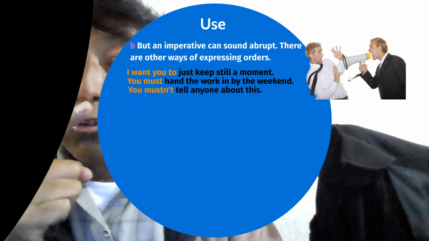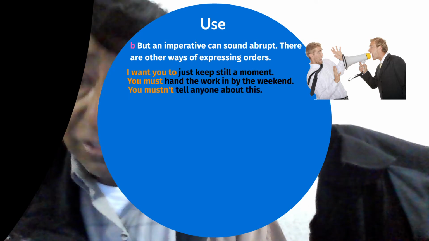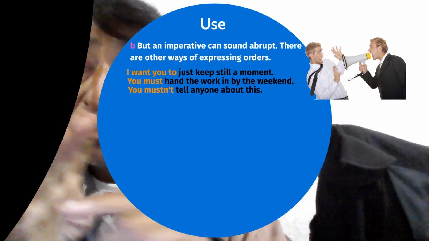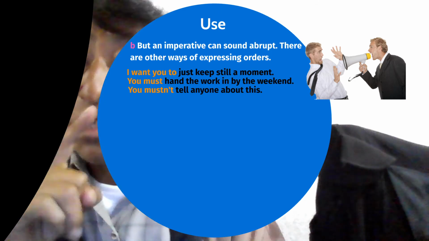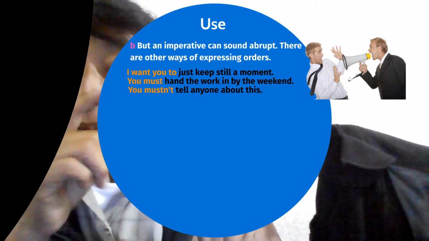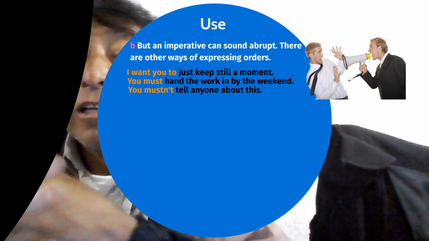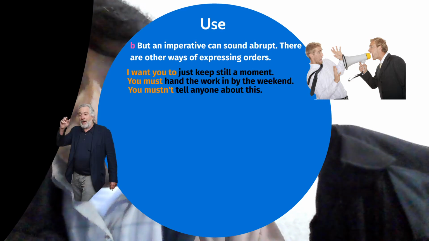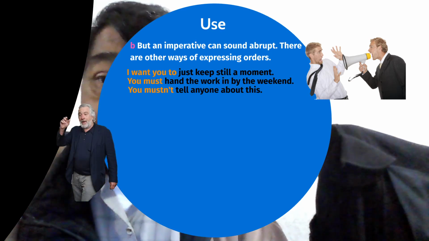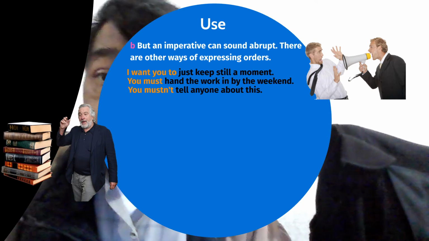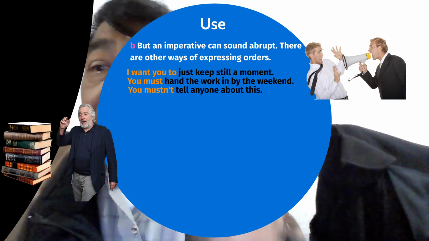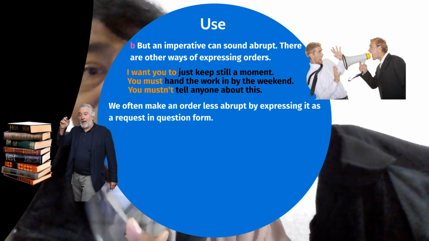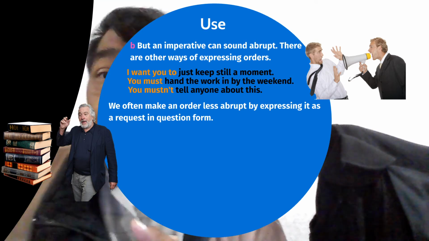Now, hey, you mustn't tell anyone about this. So you mustn't is a prohibition. And you must is something that you have to do by force. Okay. So now here we have this guy. Well, this guy is a professor at the university, and he deals with a lot of books. Okay, so notice that he has these surprising abrupt orders.